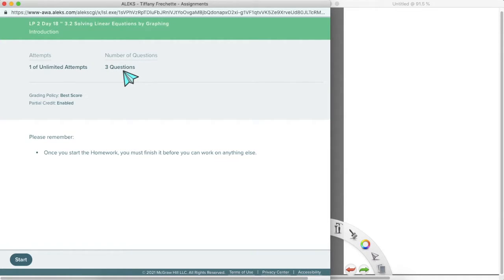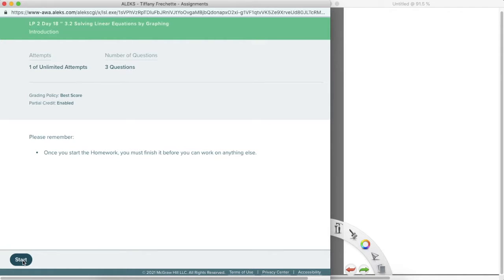This one has 3 questions on it. All the assignments will have anywhere from 1 to 10 questions, depending on what was available for us to choose when we created this. The grading policy is best score, so whichever attempt is the best one is the one I get to keep. And partial credit is enabled, meaning if I answer 1 of 3 questions, I get credit for my 1 question. This one is just a warning: once you've started your homework, you must finish it before you can work on anything else.